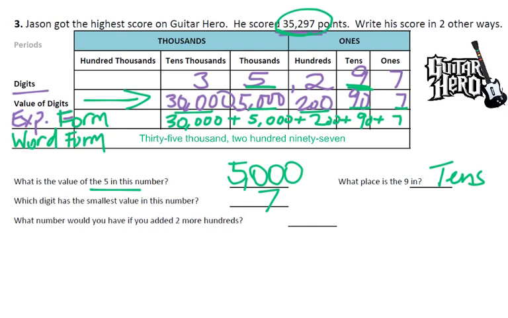And then what number would you have if you added 2 more hundreds? So I'm looking. Right now there's 2 hundreds, which is a total of 200. But if I added 2 more to that, I would have a 4 in the hundreds place. I'd still have a 9 in the tens place and a 7 in the ones. My thousands place would still be a 5, and my 10,000s would still be a 3. So I'd have 35,497. I hope that made sense.